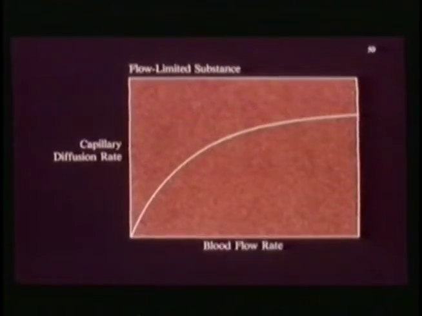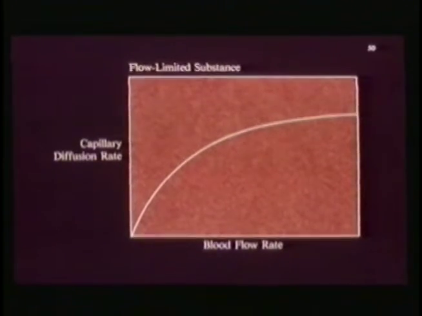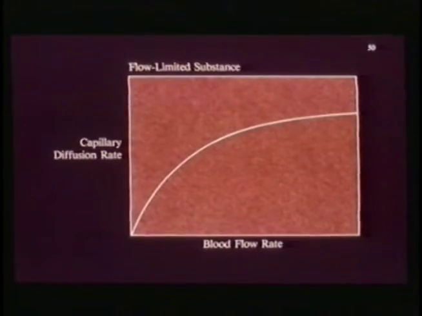50. A substance whose diffusion is altered by changes in blood flow rate is said to be flow limited. Here, the diffusion rate is plotted against blood flow rate. Note that when very high flows are reached, capillary diffusion is only slightly increased by further increases in flow rate.